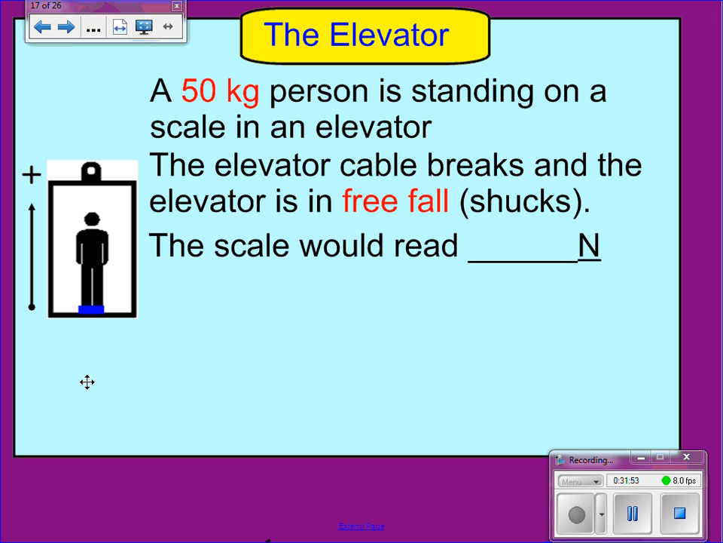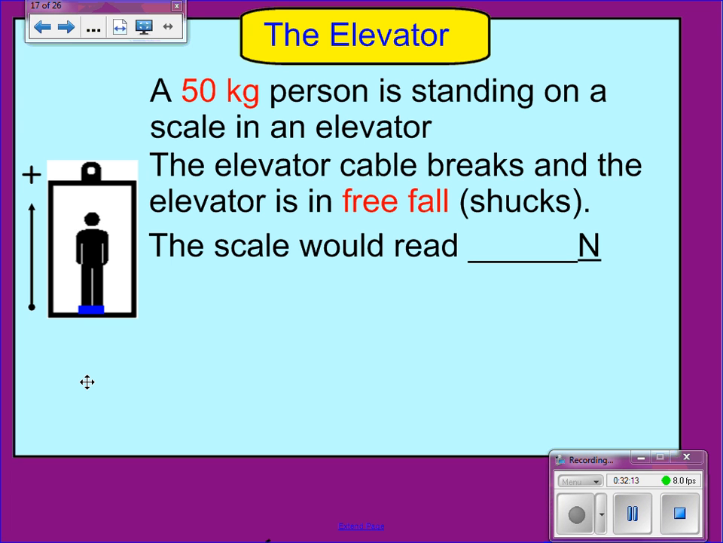All right, finally, let's look at this last situation here. The 50 kilogram person is standing on a scale in an elevator. The elevator cable breaks. Remember, that doesn't happen in real life, but whatever. Okay, the elevator cable breaks and the elevator is in free fall. Shucks. Don't worry, that will not happen to you. It's going to be okay. What would the scale read then?